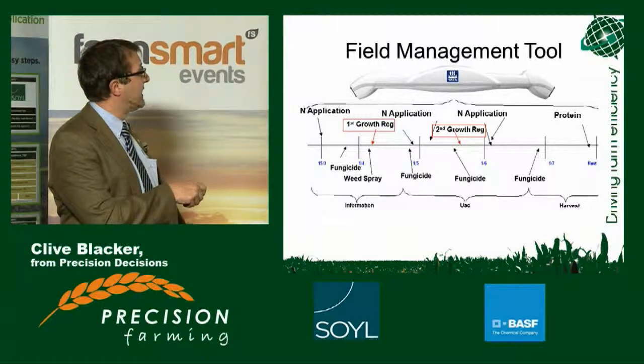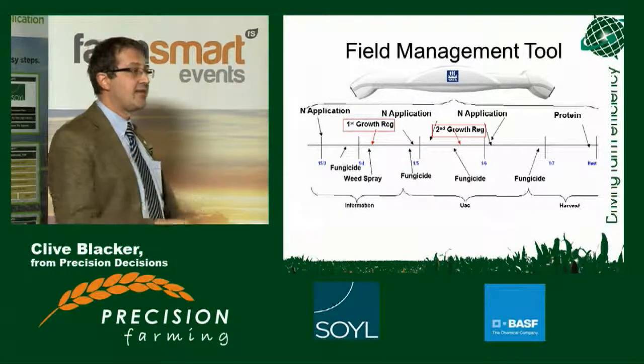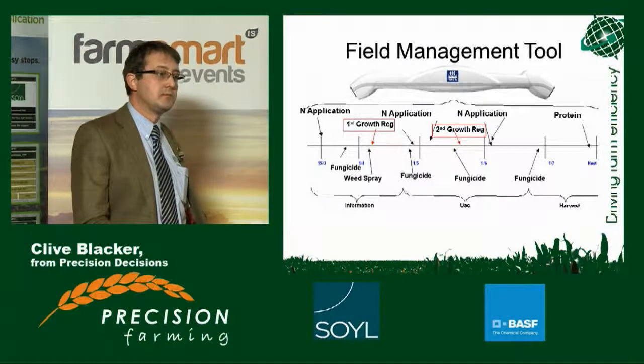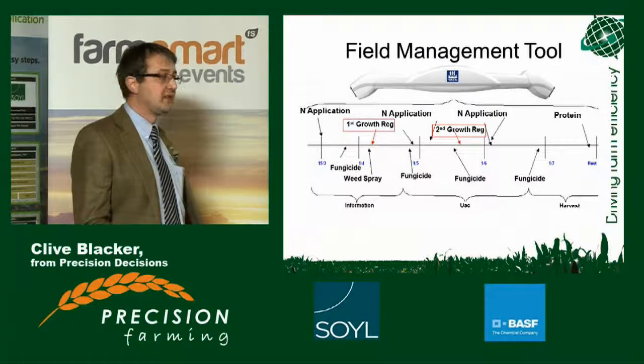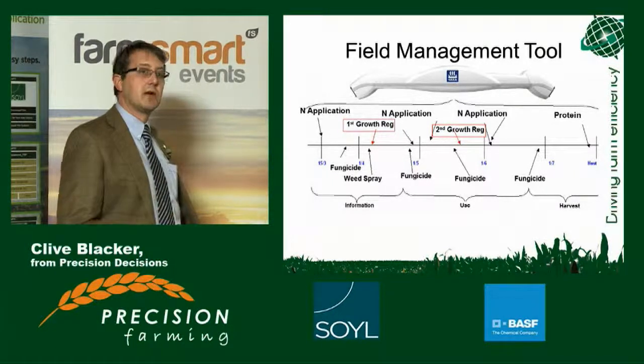We've got calibrations for growth regulators. But if it's mounted on our sprayer, we've got the opportunity to collect information all the way through our growing season, from emergence all the way through to harvest. So we've got a lot better understanding and we can actually monitor what's going on.